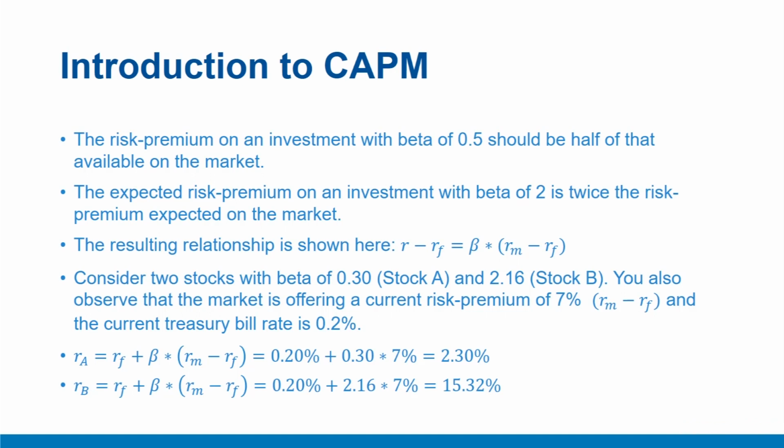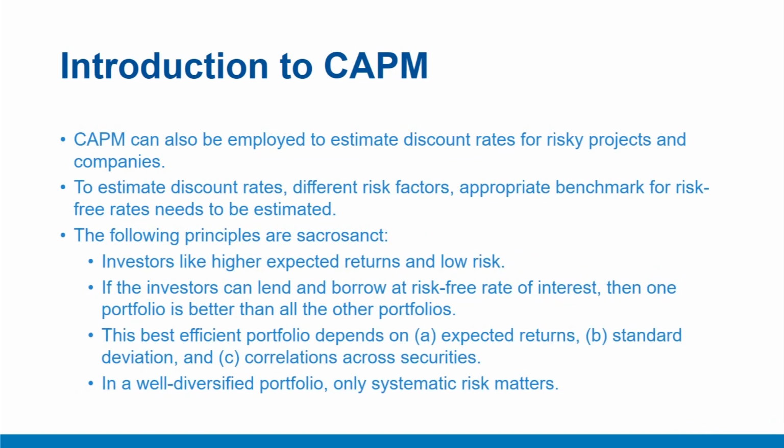RA equal to RF plus beta times (RM minus RF) equal to 0.2% plus 0.3 into 7%, which is equal to 2.3%. RB equal to RF plus beta times (RM minus RF), which is equal to 0.2% plus 2.16 times 7% equal to 15.32%. The utility of CAPM, however, is not restricted to predicting stock returns.